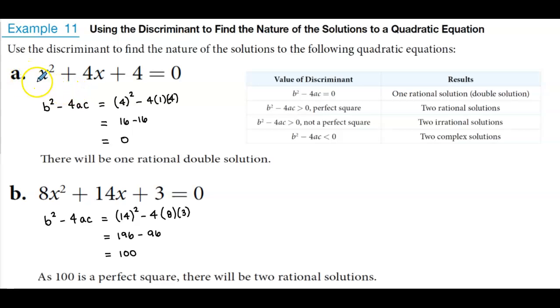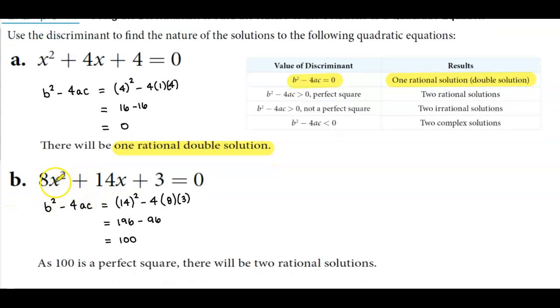So the first part A, we have x squared plus 4x plus 4 equals 0. We know the value of b is 4, the value of a is 1, and the value of c is 4. So b squared minus 4ac is 4 squared minus 4 times 1 times 4, which gives us 16 minus 16, which equals 0. So since we know it's equal to 0, then we know that it represents this first one, which means that there will be one rational double solution.